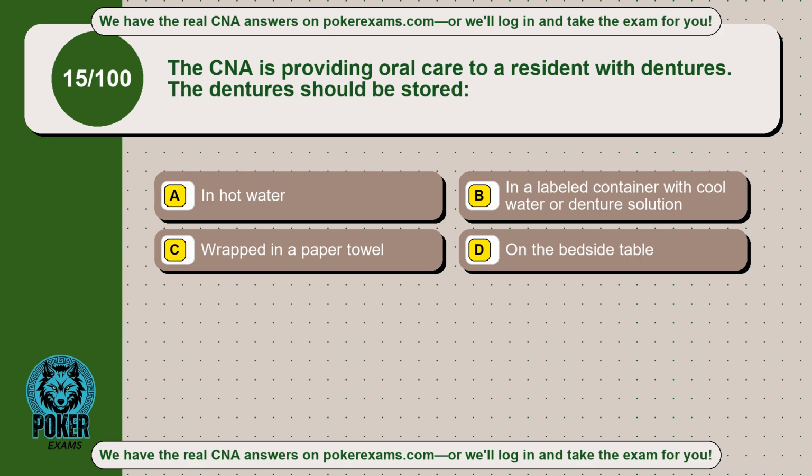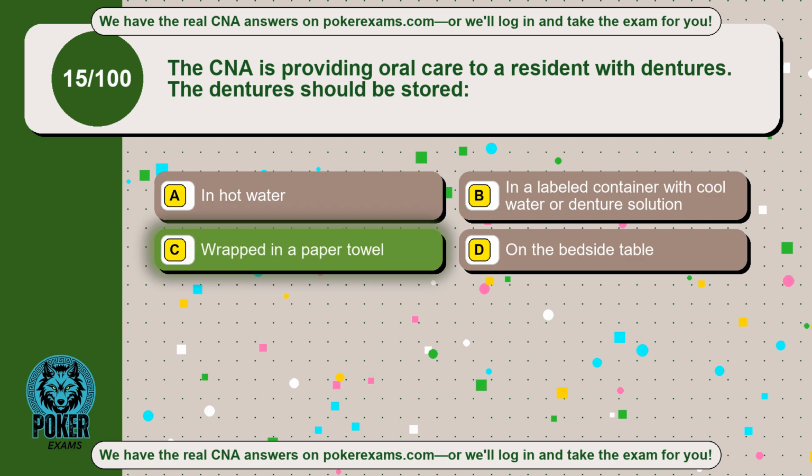Question 15. The CNA is providing oral care to a resident with dentures. The dentures should be stored: Option A, in hot water. Option B, in a labeled container with cool water or denture solution. Option C, wrapped in a paper towel. Option D, on the bedside table.